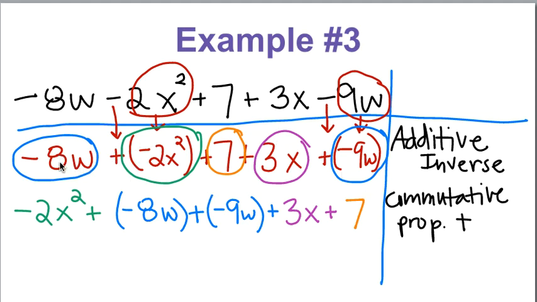Now, if you get big, long problems, you definitely want to double check how many terms you have. I've got 1, 2, 3, 4, 5 terms. So I didn't leave any out. That's one thing that you have to be very careful of. Don't leave any terms out.